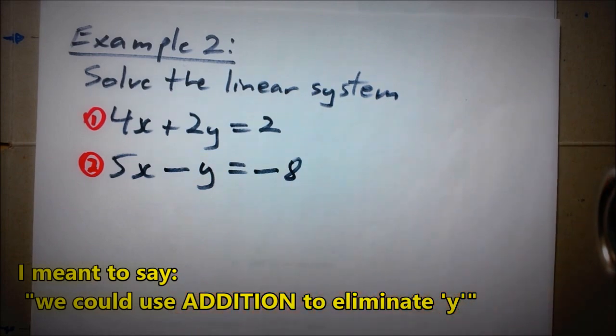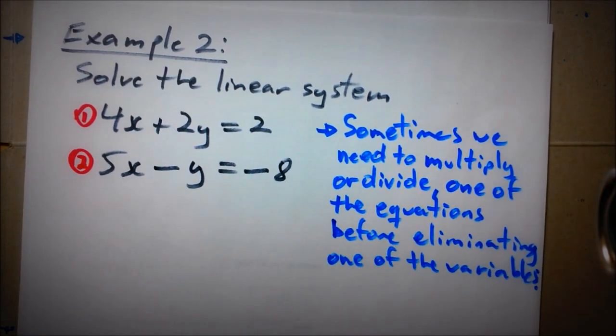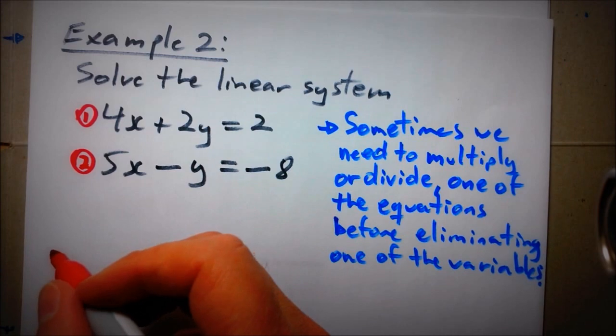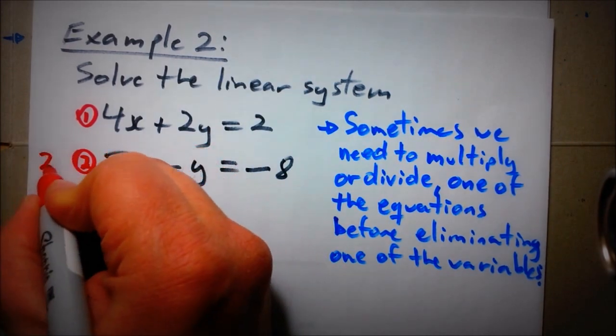So, in fact, let's write this down. Once again, sometimes we need to multiply or divide one of the equations before eliminating one of the variables. Okay, so let's do that. We said we were going to multiply equation 2 by 2. So let me show you that. We multiply this by 2, so 2 times this.